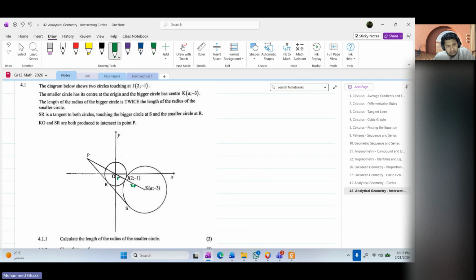SR is a tangent to both circles. If SR is a tangent to both circles, remember we can draw a radius perpendicular to the tangent. We can draw this line here, and that line there. They are perpendicular, so they are parallel as well. And if the lines are parallel, we can use the proportion theorem. So remember, when you're doing analytical geometry with circles, you can always use your geometric reasoning. You can use all your maths everywhere here.